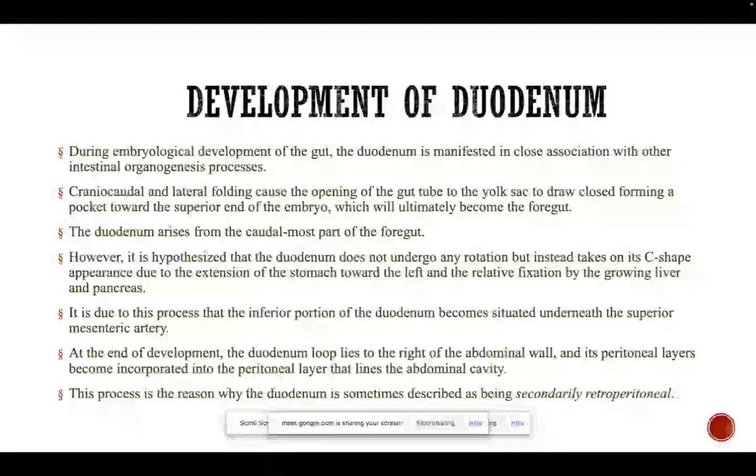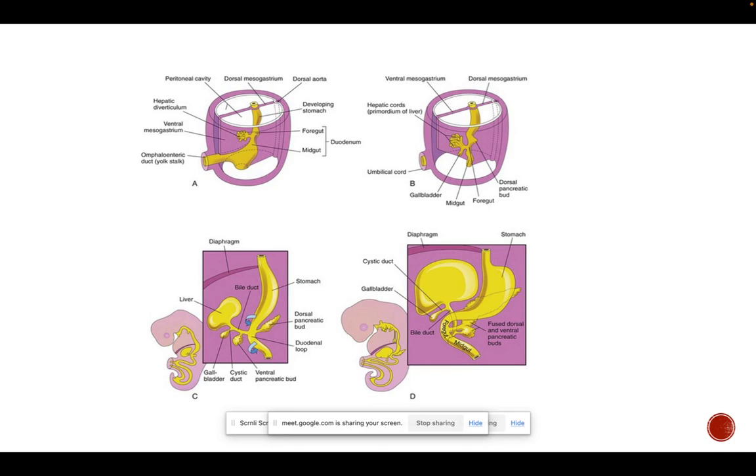Further, development of duodenum. The duodenum develops from the terminal portion of the foregut and the cephalic portion of the midgut. But due to rotation of the stomach, firstly the duodenum lies on the left side, but after the rotation of the stomach, it comes to lie on the right side. So duodenum, along with the pancreas, comes to lie on the right side and gets attached to the posterior abdominal wall. Therefore, duodenum is also known as a secondary retroperitoneal organ.